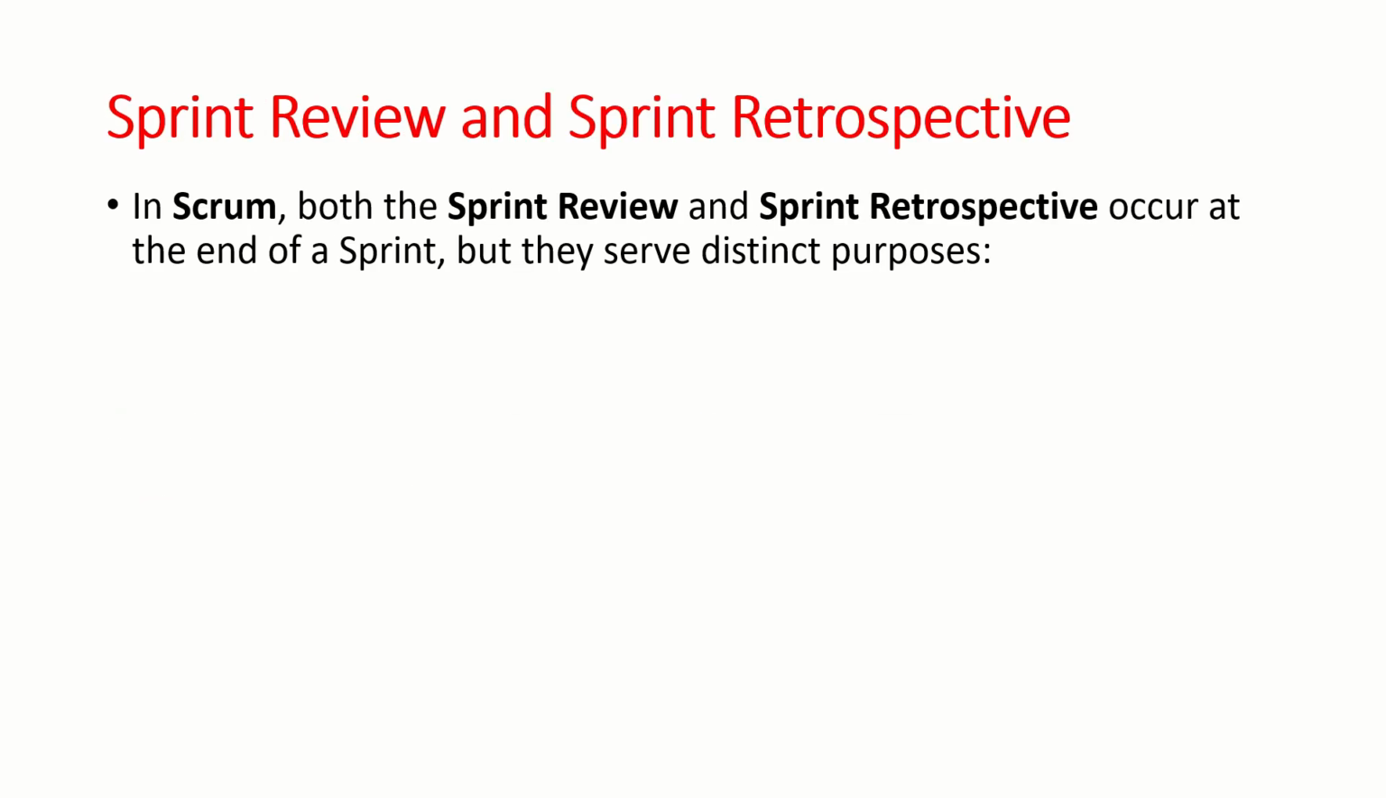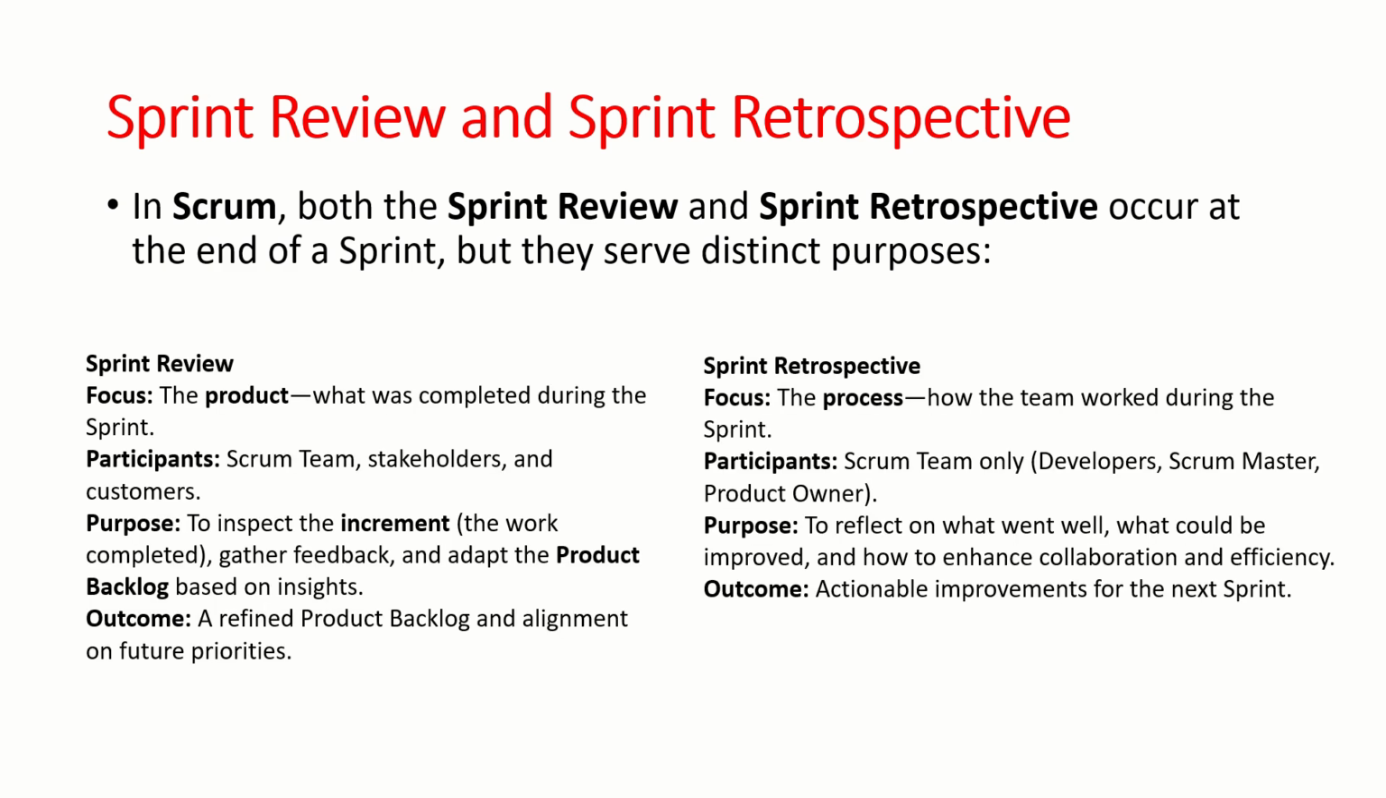The next event is sprint review and sprint retrospective. In Scrum, both the sprint review and sprint retrospective occur at the end of the sprint, but they serve distinct purposes. So we will understand them side by side. In the sprint review, the focus is the product. What was completed during the sprint is the focus. In the sprint retrospective, the focus is the process, how the team worked during the sprint.